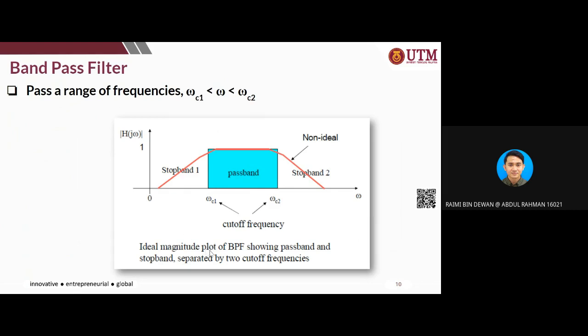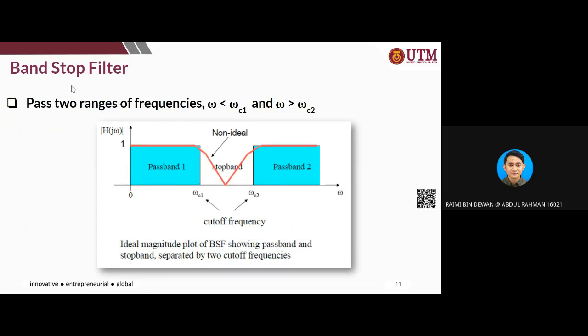Ideal magnitude plot of bandpass filters showing passband and stopband separated by two cutoff frequencies. As you can relate from the previous explanation, this is the ideal bandpass filter, and this is actually the practical bandpass filter, which is the non-ideal bandpass filter.